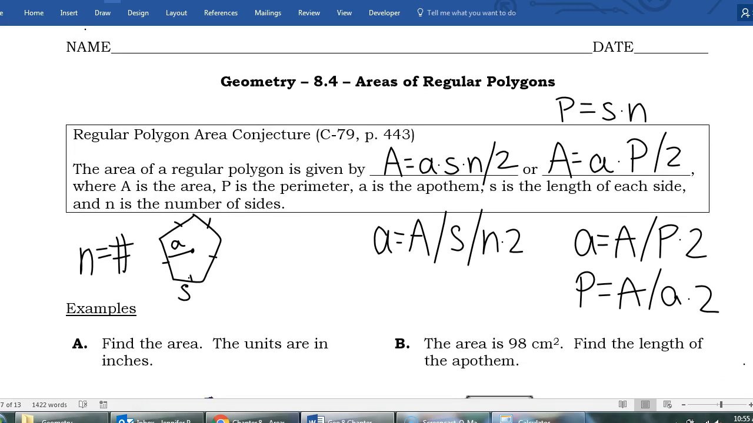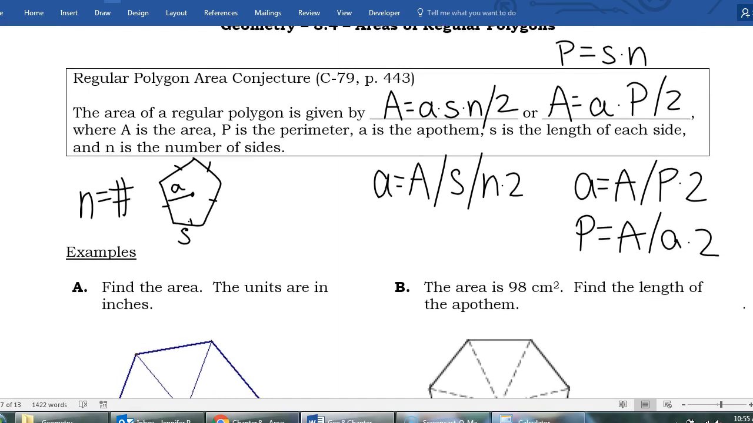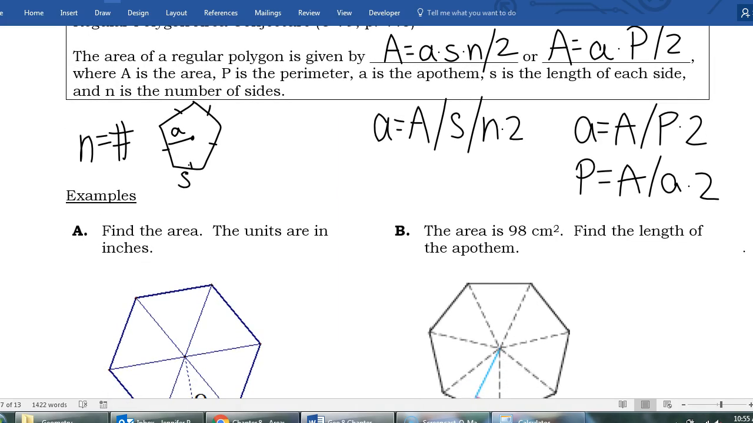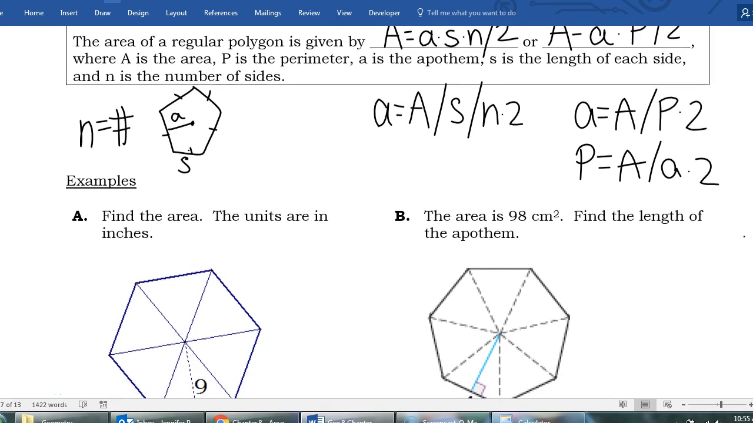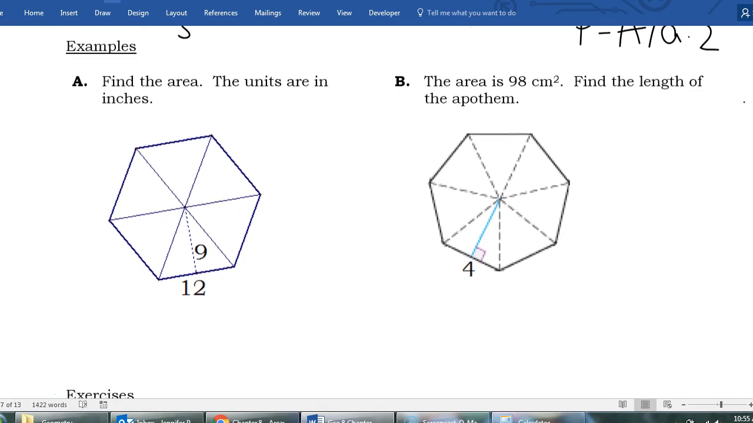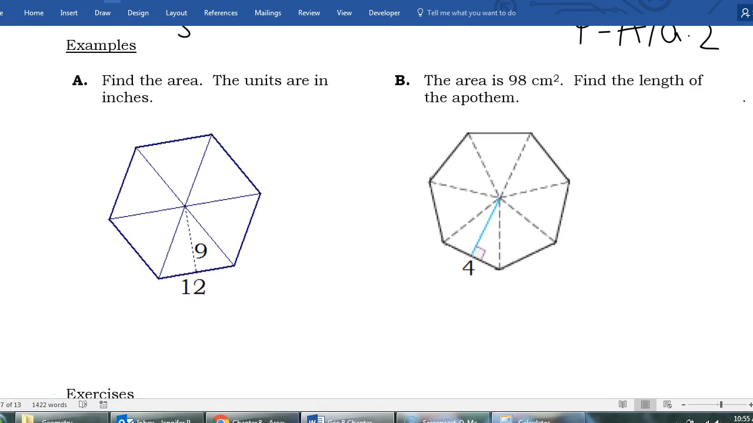So let's try a couple of examples with our formulas. The first one says find the area. We're given a regular hexagon. The formula for the area of a regular polygon is a times s times n over 2. We had that in our box up top. I know the apothem is 9. I know the side length is 12. And if I count those up, I have 6 sides.